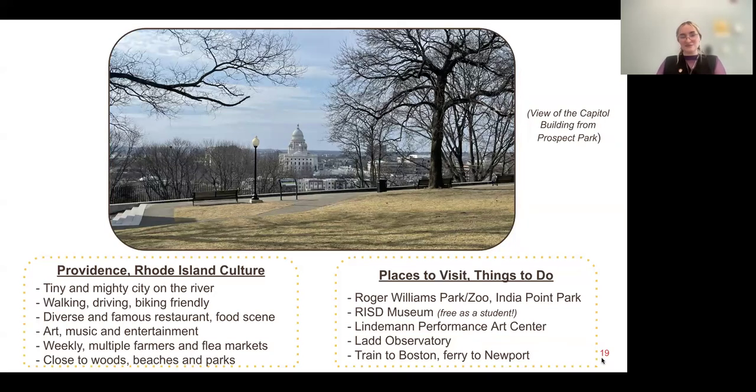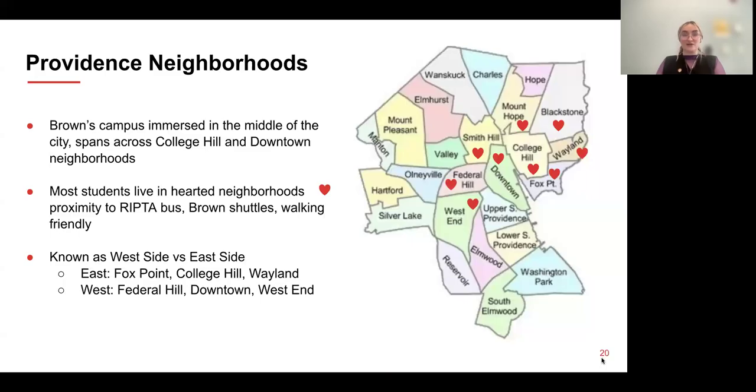If we go to the next slide, please, we can look at the neighborhoods. So this looks like a big map. It's not. It's just the small neighborhoods within the city of Providence itself.